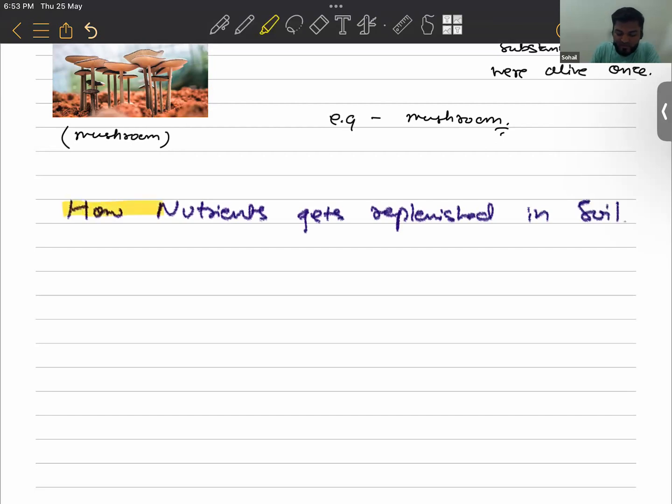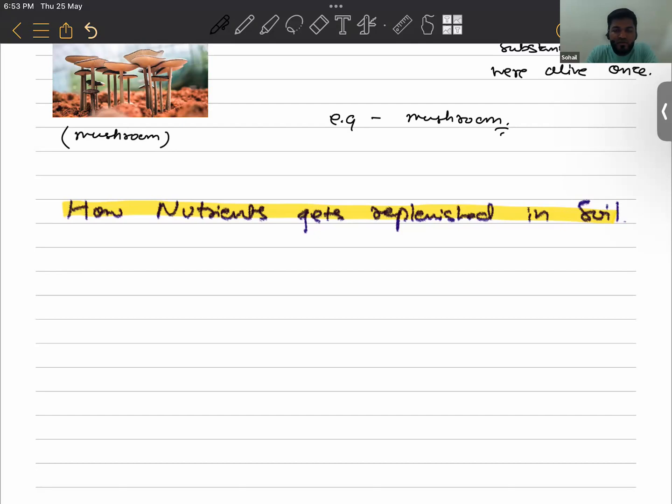Yes, Amit, can you think of the answer? By adding fertilizer. By adding fertilizers. Okay, and what else? The bacteria. You're talking about vermicompost. Yes. Okay, very good. So nutrients get replenished. We add fertilizers and manures to the soil. That is one way. Okay.